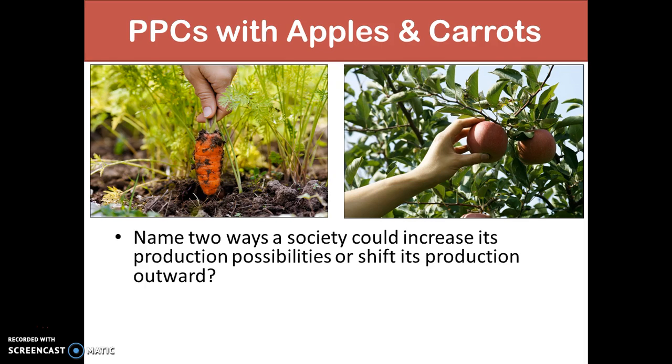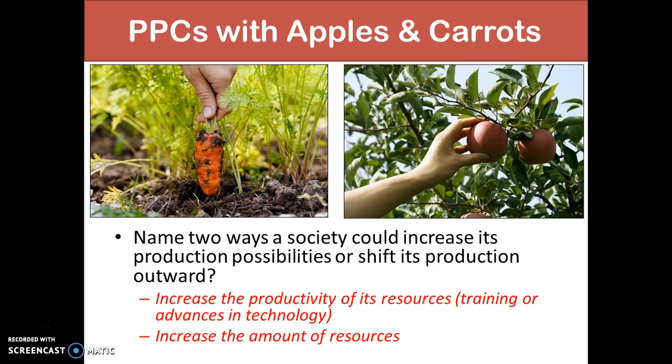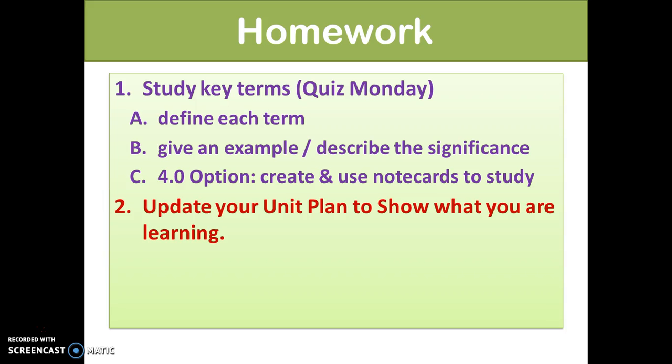This could be society or any type of business. One would be if we increase the productivity of its resources. We do that through training, advances in technology, finding new resources, in any way in which we increase our resources: land, labor, and capital. We can increase productivity and increase the amount of resources that we have. So there you have it, a quick review of PPCs and all of the economic concepts that we have learned so far. For Monday, we'll have a key terms quiz, so review all of those terms, 25 terms, and good luck.